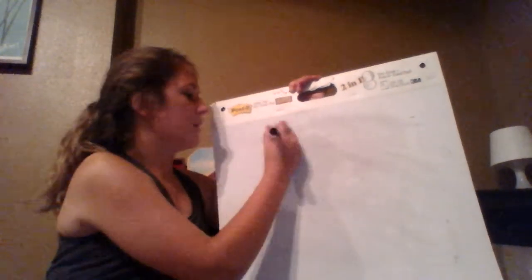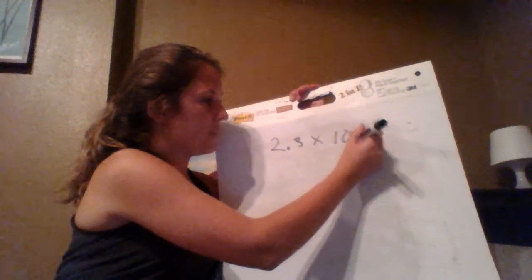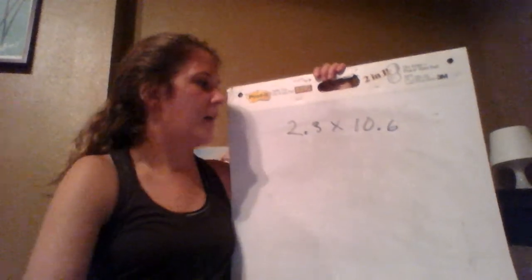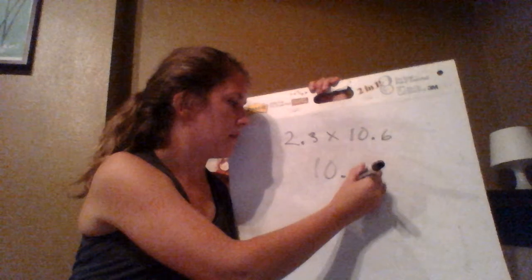All right, if you're watching, it's because you've finished the practice problems and you're on the back side of your worksheet, and we have one more example. I want to show us and review how to multiply decimals. So I'm going to have 2.3 times 10.6. Now, I'm going to put the number with more digits on top, so that's 10.6.